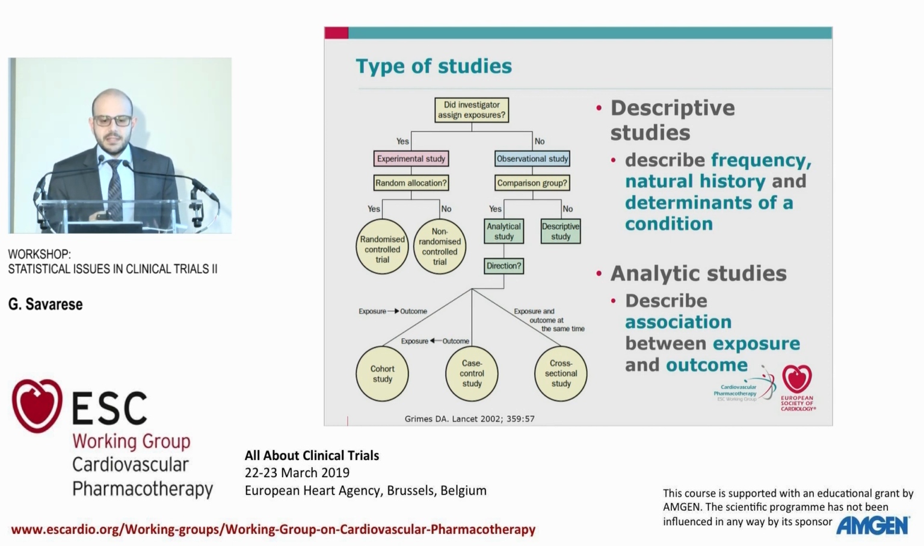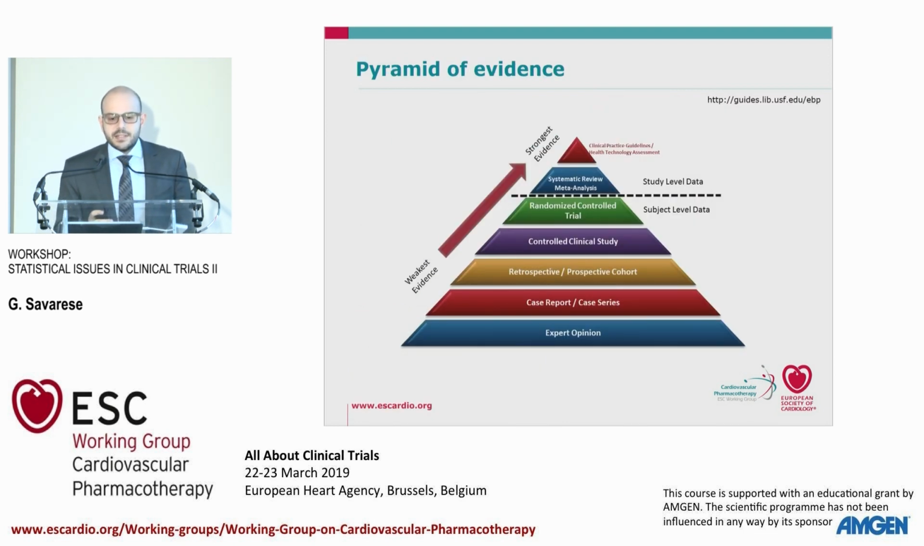Descriptive studies describe frequency, natural history, and determinants of a condition, whereas analytical studies describe associations between exposure and outcome. This slide is quite famous. This is the pyramid of the evidence. As you can see on the top, we have clinical practice guidelines. And in order to achieve enough knowledge to build guidelines, we need other types of studies. So we need systematic reviews and meta-analyses that summarize findings from randomized controlled trials.